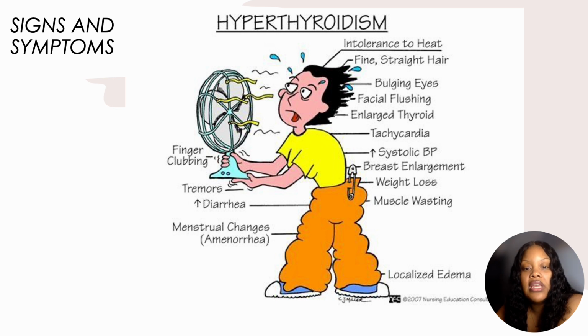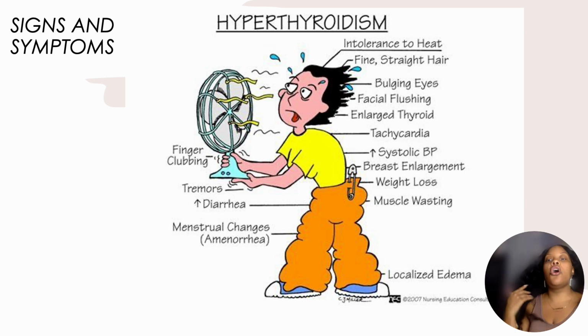Also, you will be able to see localized edema. Women could have problems with their menstrual period. Patients can also have diarrhea. And also you will be able to see an enlarged thyroid. So around here, you will be able to see a bulging. We call it a goiter. You will be able to see that in patients with hyperthyroidism.